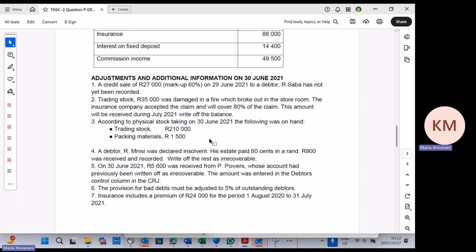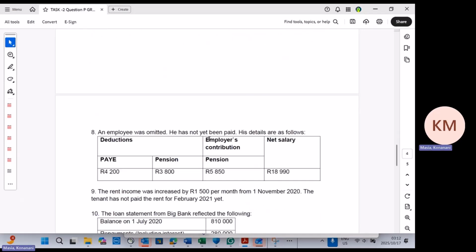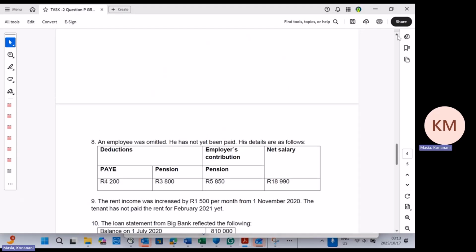Now if you go to note number 9, they're saying rental income was increased by 1,500 per month from 1 November 2020. The tenant has not paid the rent for February. Okay, this is very tricky, but remember, it's not that tricky. It's a question of reading information to understand what I am going to do.